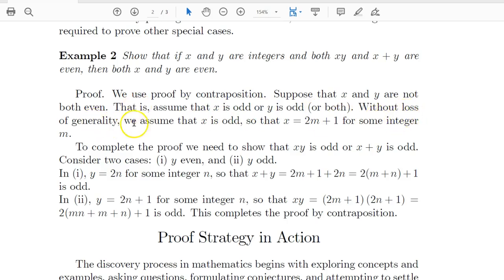Without loss of generality, we assume that x is odd, so that x is equal to 2m plus 1 for some integer m. To complete the proof, we need to show that the negation of the hypothesis is true, which means x times y is odd, or x plus y is odd. We consider two cases, y is even and y is odd.